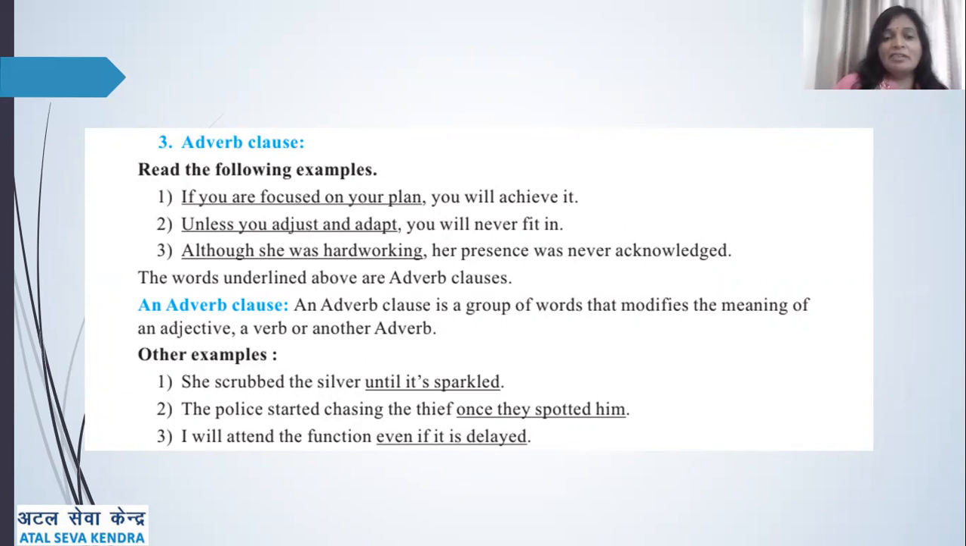She scrubbed the silver until it sparkled. There's a typo error here. Until it sparkled. The police started chasing the thief once they spotted him. Once they spotted him. I will attend the function even if it is delayed. So what do you find in these examples? They are all group of words which are doing the work of an adverb. So they are all adverb clauses. This is a topic which needs a lot of practice, but it's a very, very interesting exercise. You must practice clauses regularly. All right.